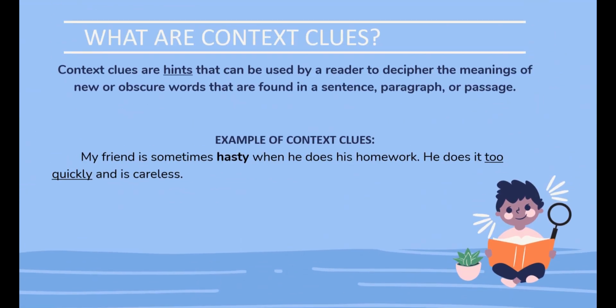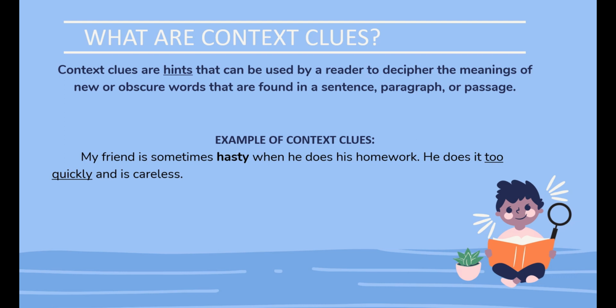Okay, let's start by giving the definition of context clues. Context clues are the hints that can be used by a reader to decipher the meaning of the new, obscure words that are found in a sentence, paragraph, or passage. An example of context clues in a sentence is: my friend is sometimes hasty when he does his homework. He does it too quickly and carelessly.